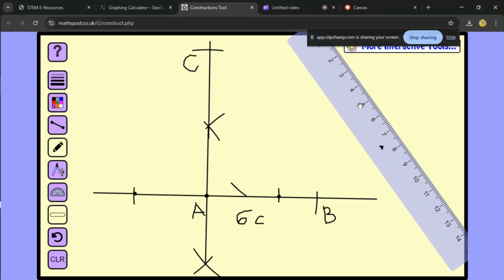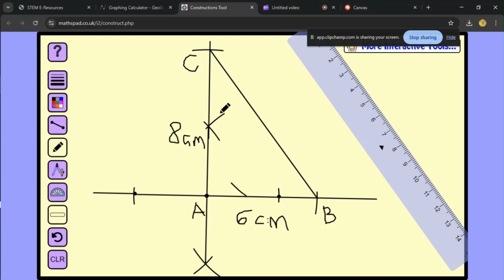Let me return the line here. It is a straight line that is passing through there. So this is 6 centimeters. Let me draw 6 centimeters. And this one was 8 centimeters. Good, so we have that.